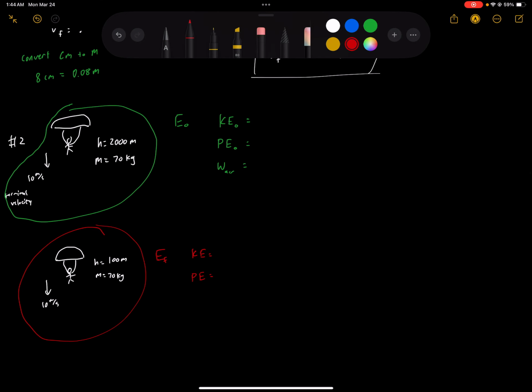So let's actually figure this out. It doesn't really matter in what order you do it. It's just what makes sense to you, but I'll just do it in order. So let's look at the kinetic energy. We know the kinetic energy initially is equal to 1/2 mv squared. So it's 1/2 times 70 kilograms times the velocity squared.